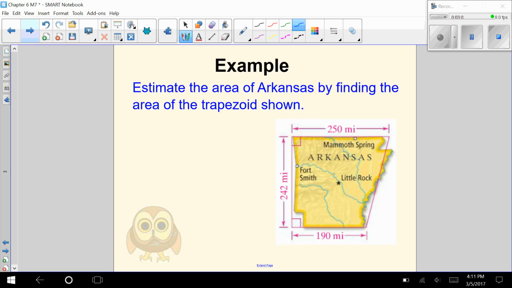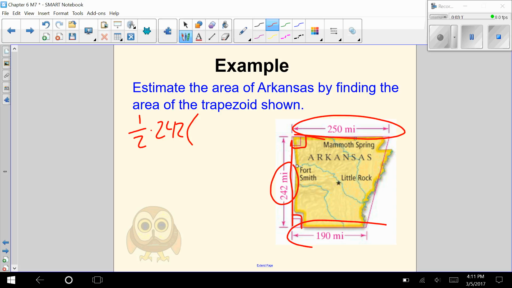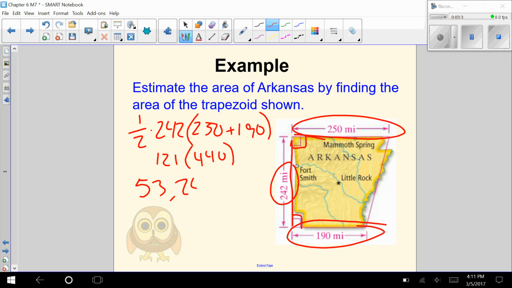All right, we're going to estimate the area of Arkansas by finding the area of this trapezoid. Notice our right angles are here and here, which means our height is 242. So 1/2 times 242 times our bases, which must be 250 and 190. So 250 plus 190. So we get 121 times 440, which gives me an area of 53,240 square miles, approximately.